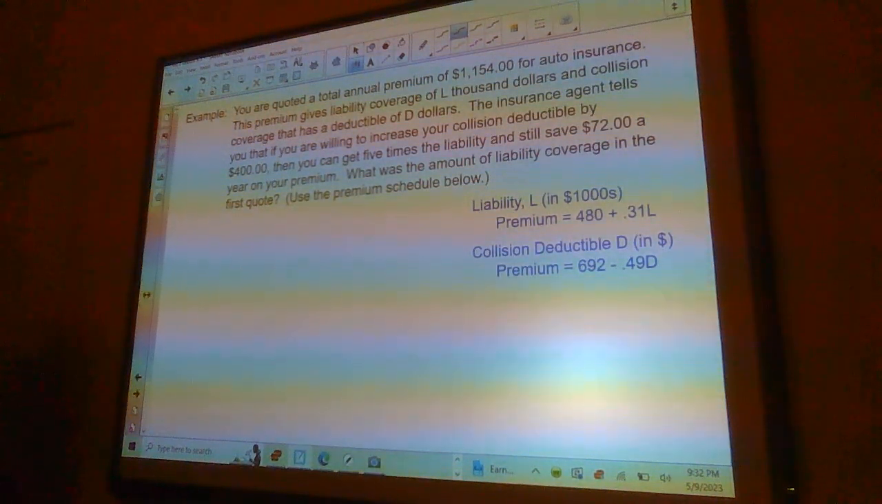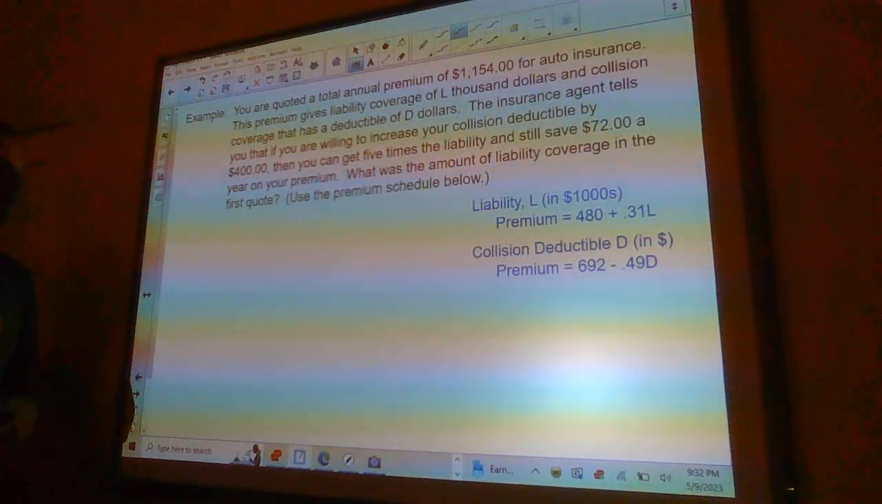The insurance agent tells you that if you're willing to increase your collision deductible by $400, you can get 5 times the liability and still save $72 a year on your premium. What's the amount of the liability coverage in the first quote? Use the premium schedule below.